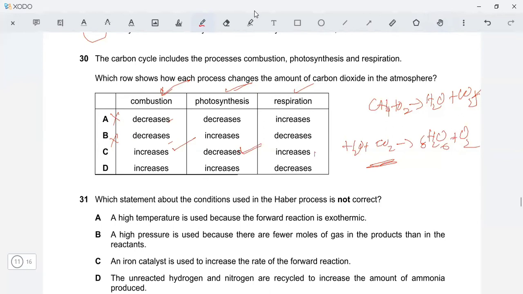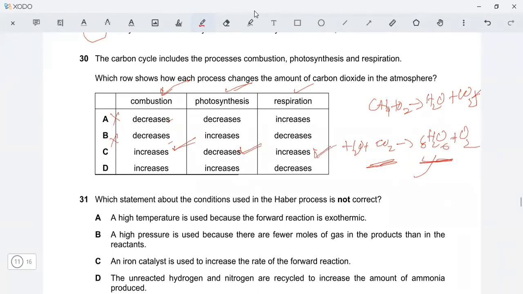And respiration, again, it will increase because in the respiration process, the glucose, the food we eat, is reacted with oxygen to form water and carbon dioxide again, right? And we respire the carbon dioxide. That means carbon dioxide is increasing in the environment. So in the combustion process, carbon dioxide can increase.